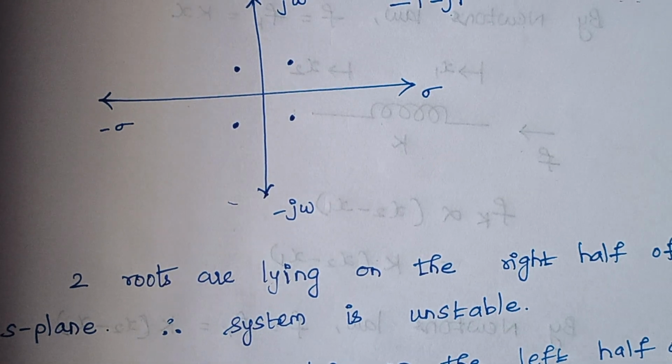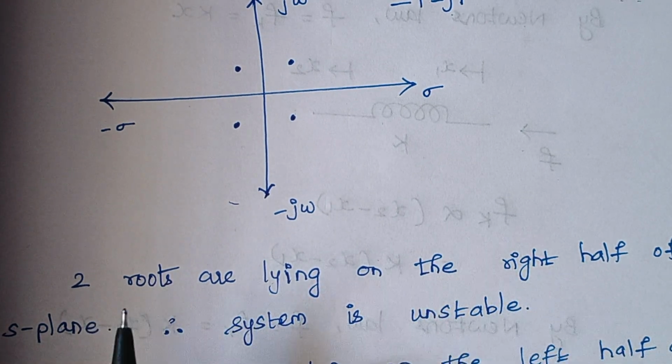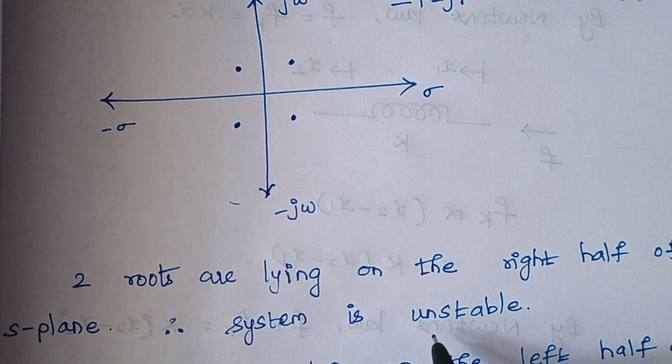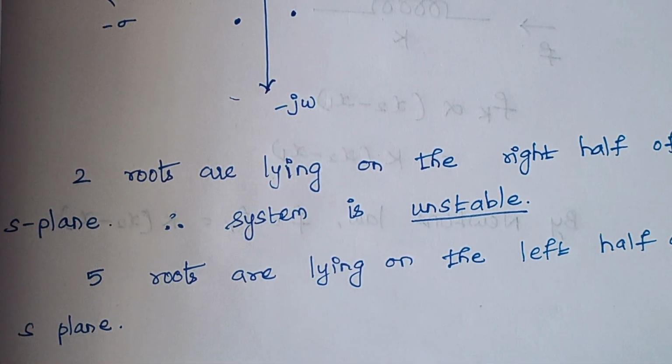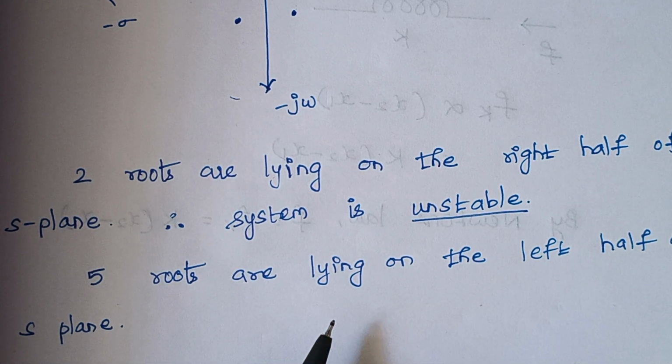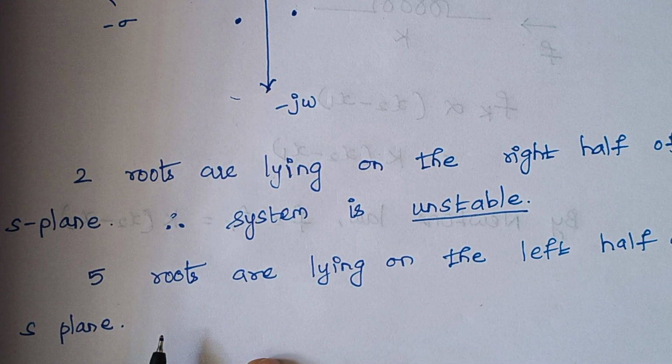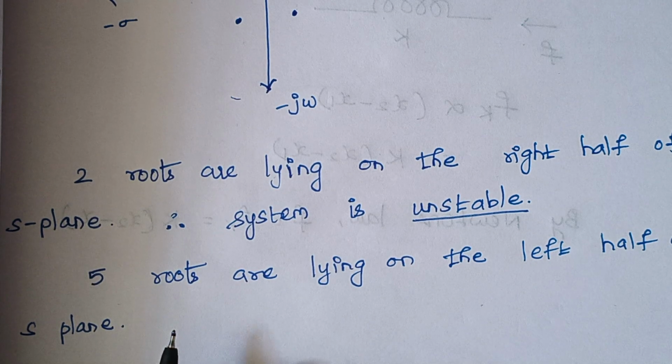You see, since 2 roots are lying on the right half of the S-plane, the system is unstable. And how many roots are lying on the left half of S-plane? 5 roots are lying on the left half of S-plane, right? The problem gets over here.